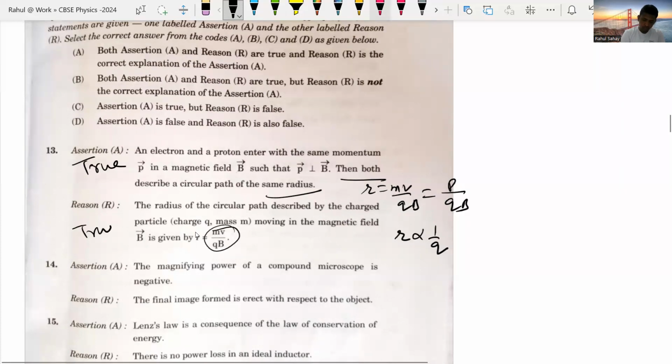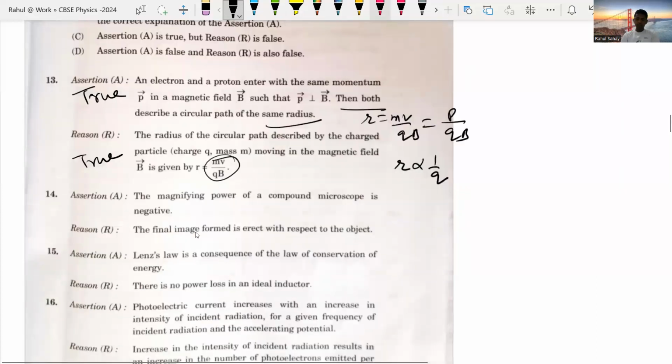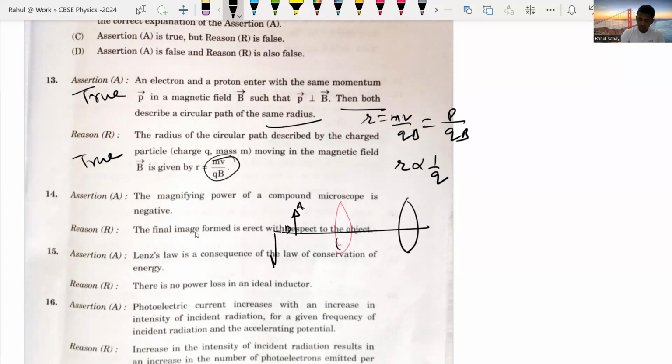This is also true. The magnifying power of a compound microscope is correct. So with respect to object, the final image will form. This is the object, this is the objective and this is the eyepiece. So here object and image will form what? The final image is erect with respect to object? No, real and inverted. So this is wrong.